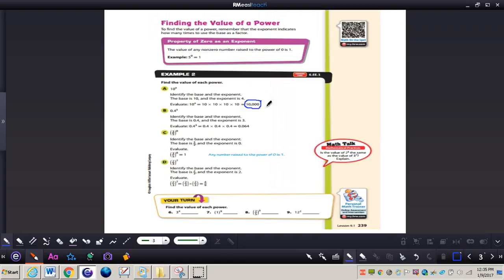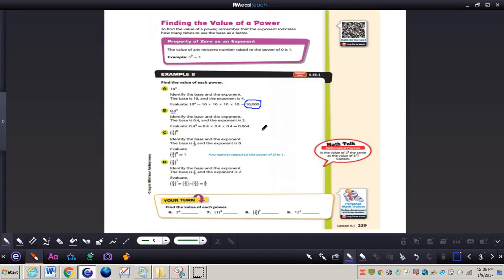For example number B, we have 4/10 to the power of 3, and if we identify the base, which is always the non-exponent, so 4/10. And then we're going to multiply it by 3 times. Why 3 times? Because the exponent is 3. So 4/10 times 4/10 times 4/10, you can see is 64 thousandths.